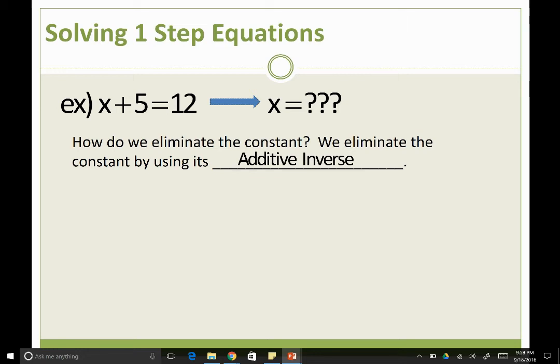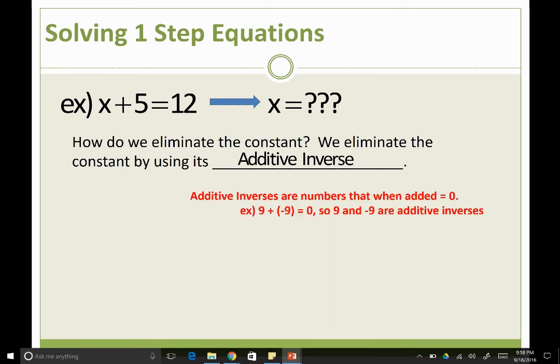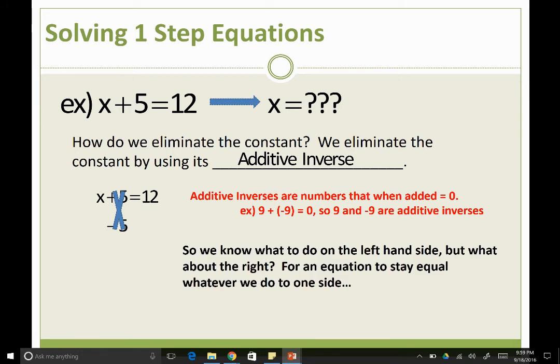Now, this might be a word you've not heard before, so let's define it here. Additive inverses are numbers that when added equal 0. So positive 9 and negative 9 are additive inverses because 9 plus negative 9 is 0. So when we look at x plus 5 equals 12, we're going to use the additive inverse of positive 5, which is negative 5, to cancel out the 5. But with equations, we have to keep them balanced. So whatever we do to one side of an equation, we have to do to the other. So I subtract 5 on the left, I subtract 5 on the right, and x equals 7.